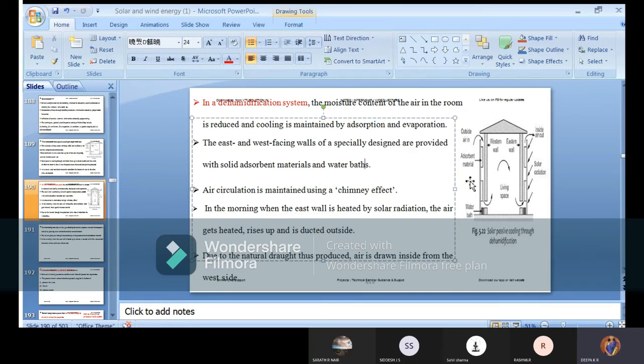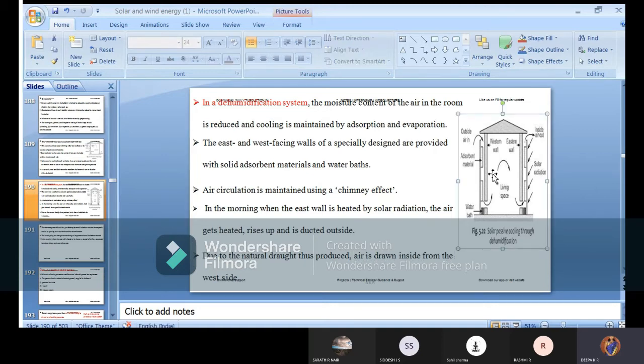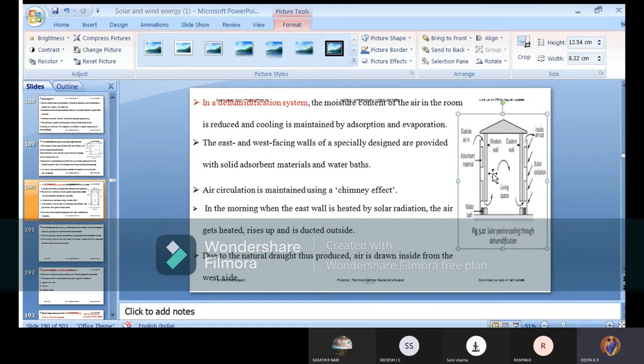So these walls are also made up of some absorbent material, where they are going to absorb the moisture content and also the heat content. Then air circulation is maintained using a chimney effect. It means you are going to take air off and you need something to be pushed out. So that's why you have an outlet and inlet, taking in and out.